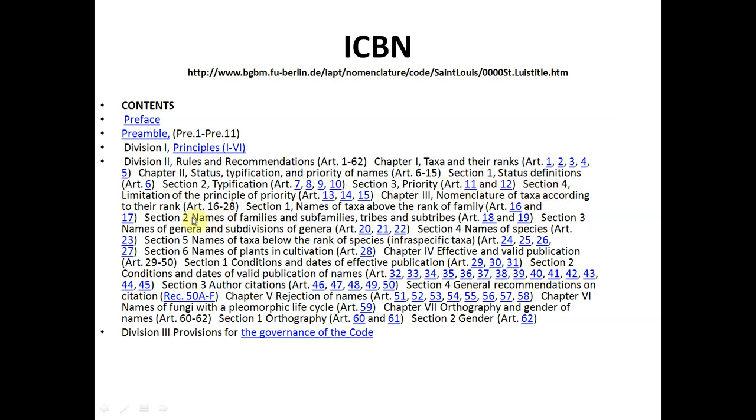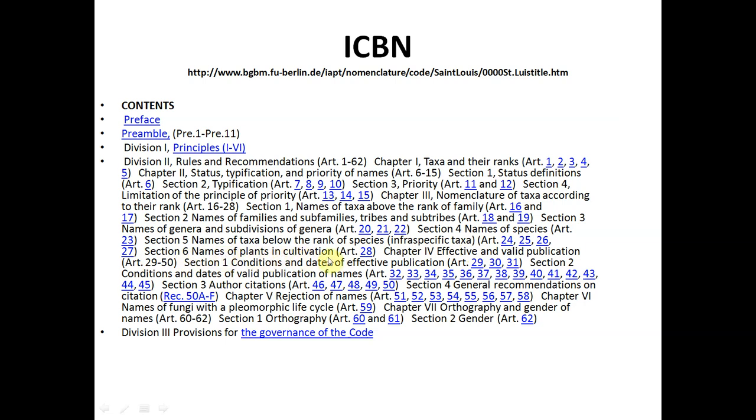Under section 4, limitation of the principle of priority, they are covered under article 13 to 15, and under chapter 3, nomenclature of taxa according to their rank, article 16 to 28. Under section 1, names of taxa above the rank of family, and in section 2, names of families and subfamilies, tribes and subtribes. Section 3, names of genera and subdivisions of genera. Section 4, names of species. Section 5, names of taxa below the rank of species, that is intraspecific taxa.